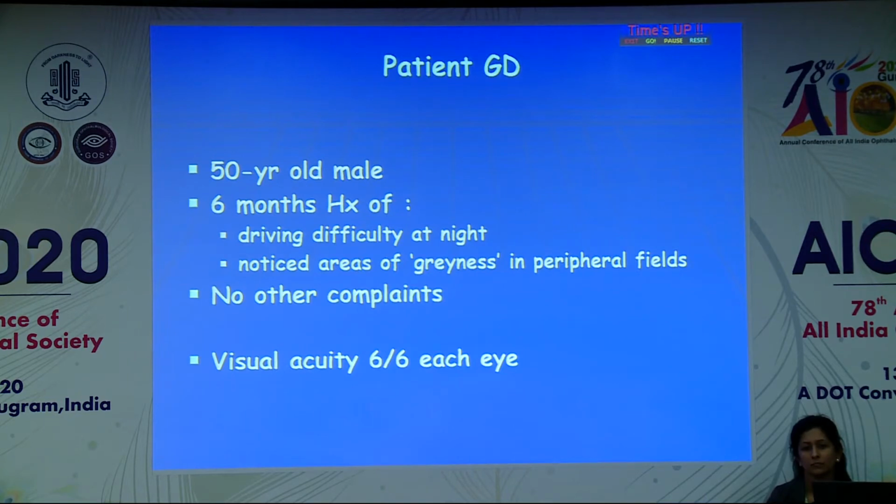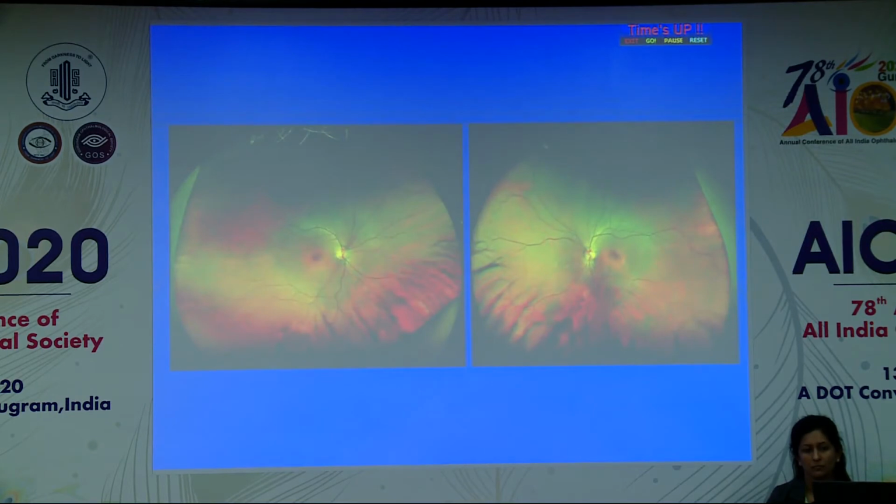Another patient, 50-year-old male with 6 months history of driving difficulty at night, noticed areas of grayness in the peripheral fields. No other complaints, vision was good. This was his retinas, which looked pretty normal.